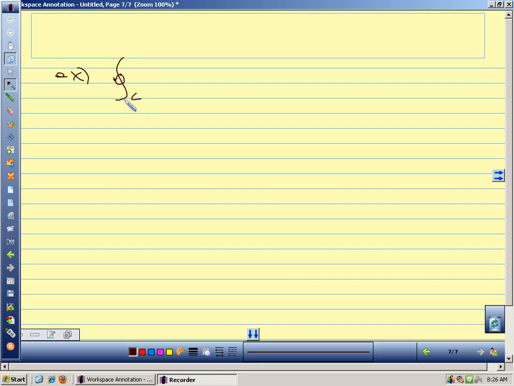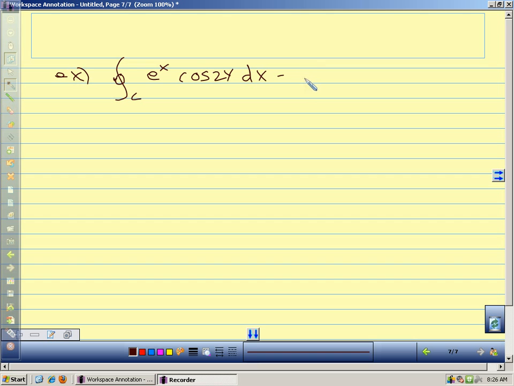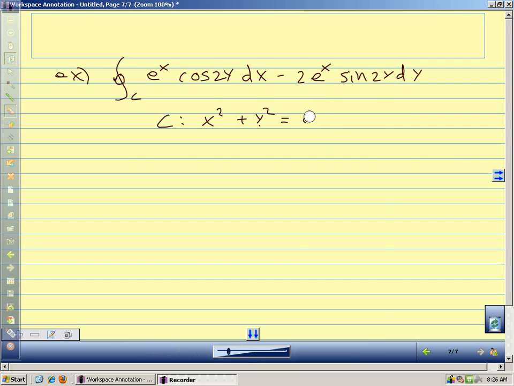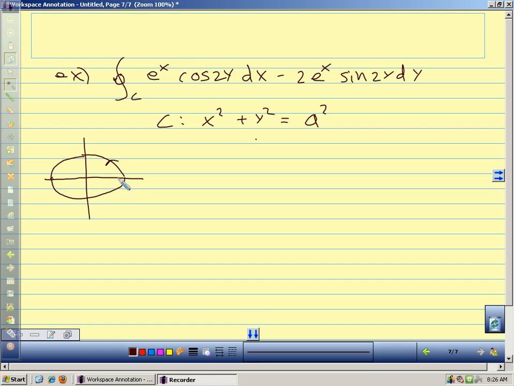So we want to evaluate this line integral of e to the x cosine 2y dx minus 2e to the x sine 2y dy, where C is the curve x squared plus y squared equals a squared. We're just going to give it a radius a. So this region is a circle with radius a. What we're talking about is a line integral around this circle. This is my curve, and this is my region.